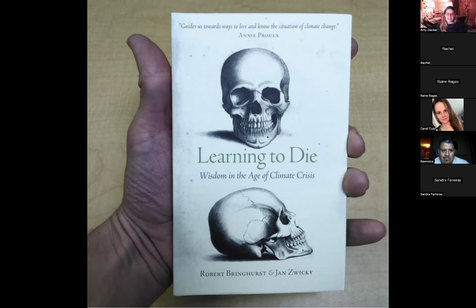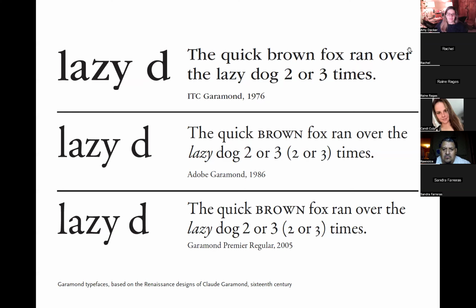Okay, here we go. So here are some examples of Jensen on a publication. Here it is on a book cover. See it in action, this 500-year-old typeface. Another thing to keep in mind is we're looking at typefaces. Here's another one, Garamond. It's based on Renaissance designs by Claude Garamond in the 16th century.